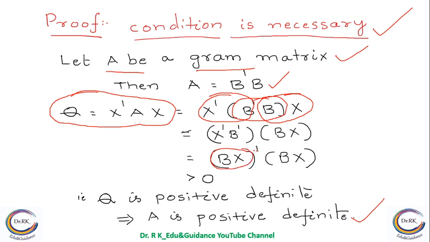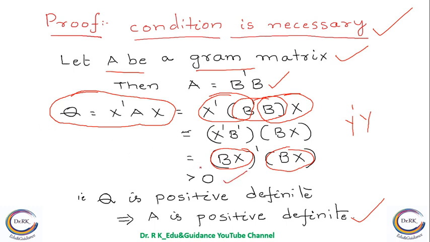So now it is becoming BX into its transpose. That means we know it is almost like what we have been using. So Y transpose into Y. Right? We know Y transpose Y is nothing but Y1 square plus Y2 square plus so on Yn square, which is always positive, right? Always greater than 0. Okay?